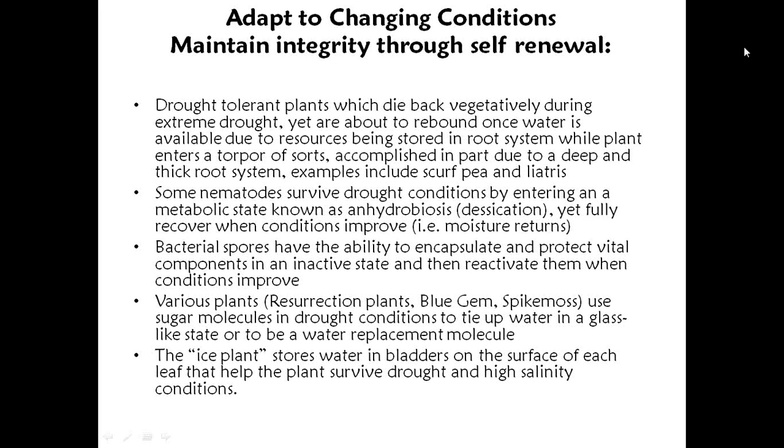And a couple other examples that aren't on here. One is that fungi networks below ground can form a whole network that stores a lot of water that's available both to the fungi but also to other plants nearby. And the ice plant there at the bottom of the slide has these kind of surface bladders to store water that help it not only in drought conditions but also if the conditions are highly salty, helps them deal with the salt.